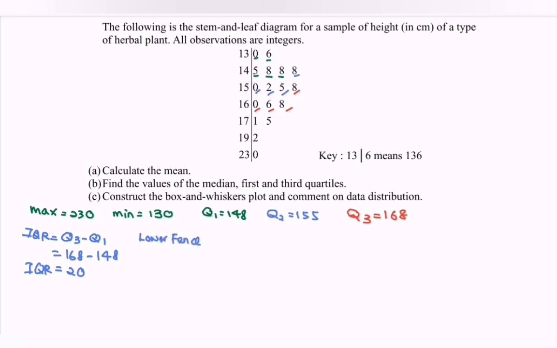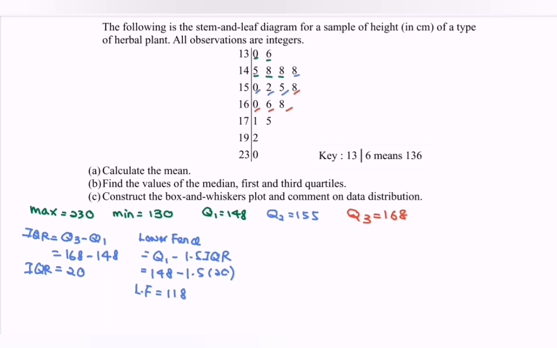So what is the purpose of having the fence? Is to find out the outliers. So the lower fence will be the Q1 minus 1.5 multiplied with the interquartile range. So in here we have 148 minus 1.5 multiplied by the 20. So the lower fence will be equals to 118.